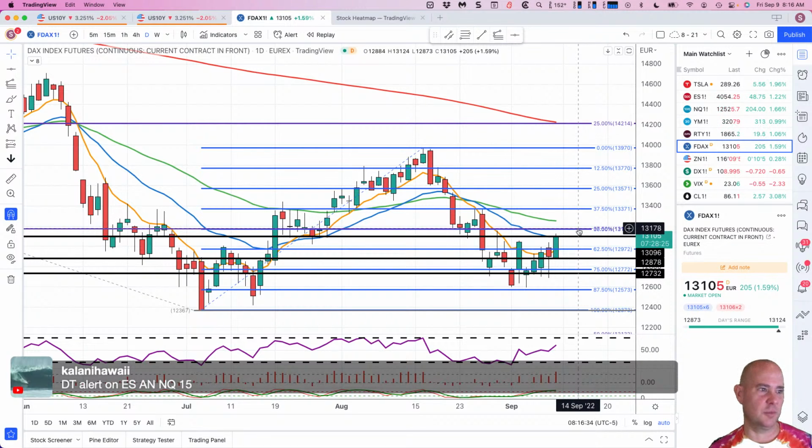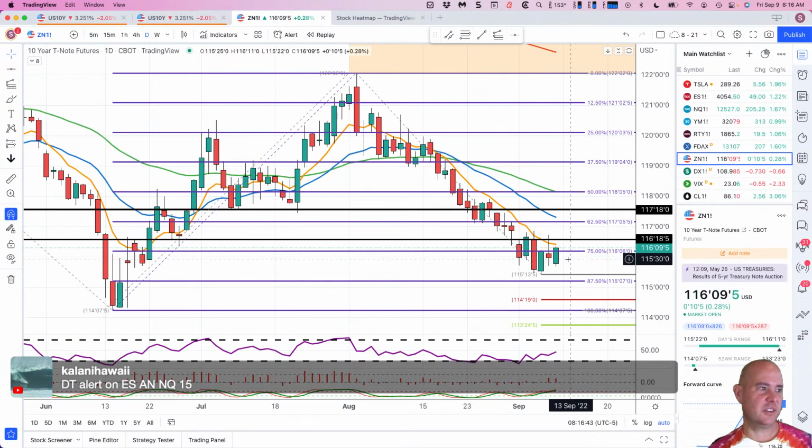13,100. If we do continue a bit more, we got a major 13,178 before I'll watch for the rollover play and the return to this key breakdown area. Notes, still in consolidation. Still watching for the next rollover play. Notes getting to the top. So starting next week, I will watch for the next rollover play.